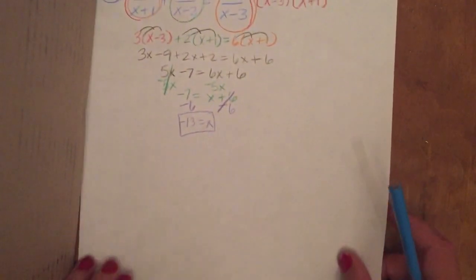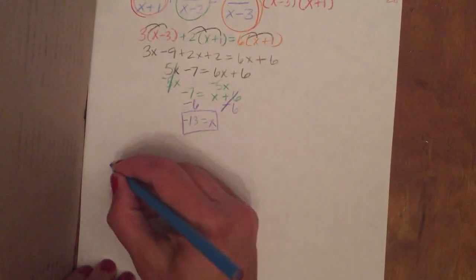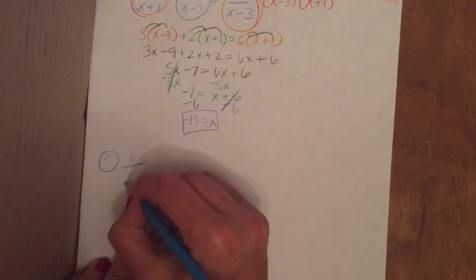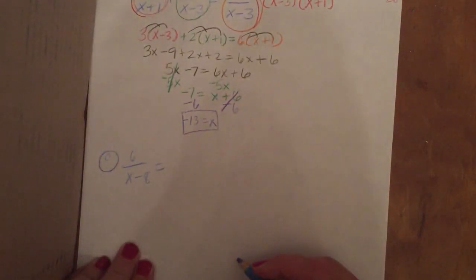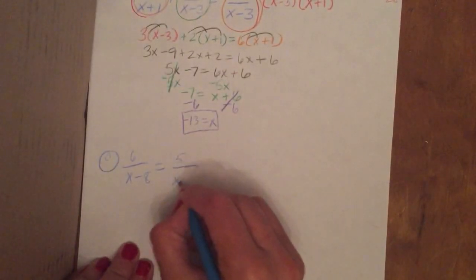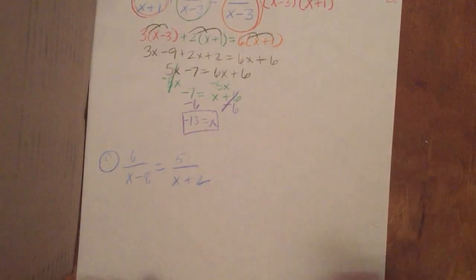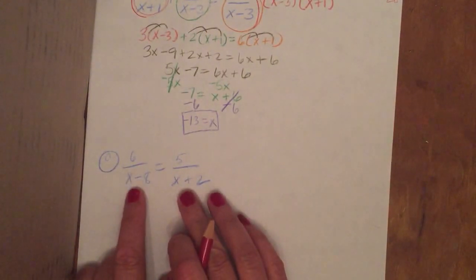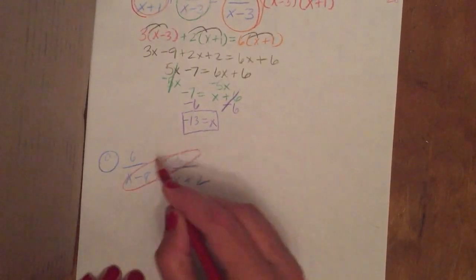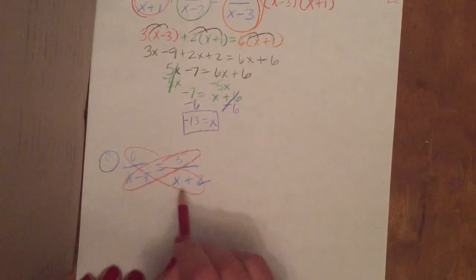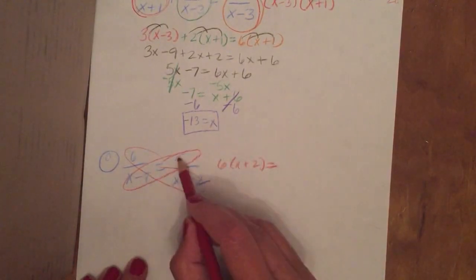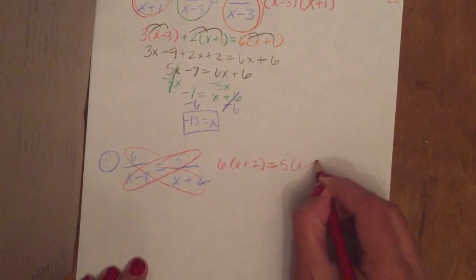So now let's actually work on C. 19C is 6 over x minus 8 equals 5 over x plus 2. And again, I can solve this by multiplying by the lowest common denominator, which is x minus 8 times x plus 2. But I'm not going to do it that way. I'm going to cross multiply. So 6 times x plus 2 on one side, and 5 times x minus 8 on the other.